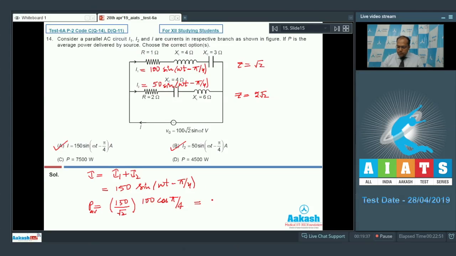So on solving, this comes out to be 7500 watt. So option C is also correct. So the correct answer for question number 14 are option A, B and C. Let's move to question number 15.